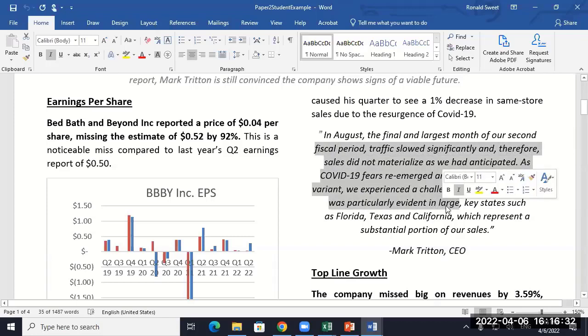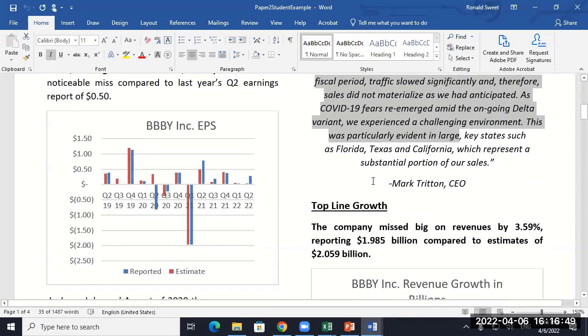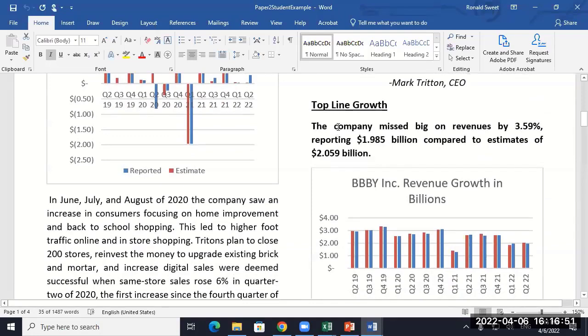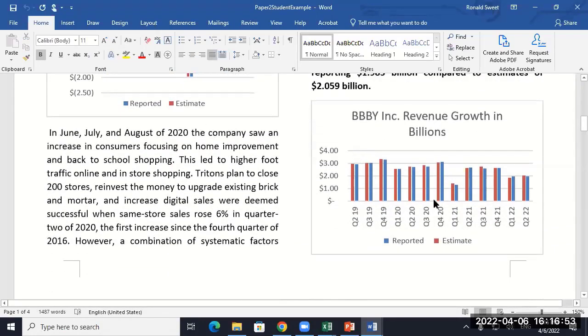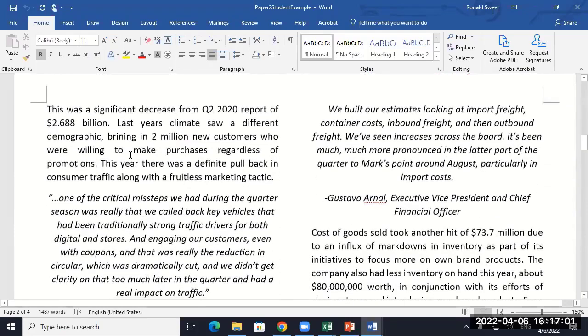COVID hurt Bed Bath & Beyond. You would think they might do well. I don't know if they sell hand sanitizers, but people are probably not worried that much about that kind of purchase. They're probably loading up on different types of things. So that was a good quote. Top line growth talks about revenue. This chart is not as exciting. Why? Because we tend to get revenue much more closely, but it can depend on the company.